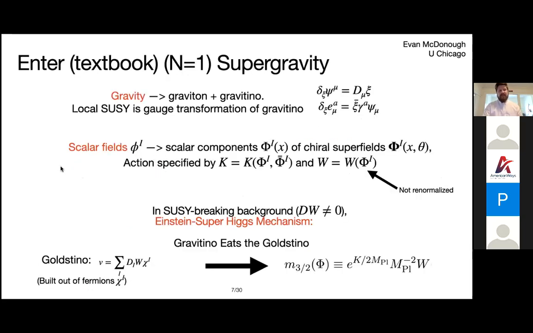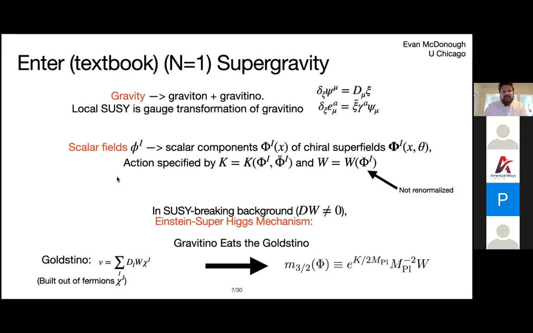So faced with the UV sensitivity and the question of how we make sense of this, the starting point, the baby step, is to look at supergravity. So let's get started with just the simplest possible setup, which is N equals 1 supergravity. The textbook in this case, Freedman and Van Proeyen, is absolutely fantastic. The setup here is that we go from gravity, where the force carrier is the graviton, to having a graviton and a gravitino. The gravitino is a spin 3/2 particle, and local supersymmetry is the gauge transformation of the gravitino. You have the spin 3/2 gauge invariance.